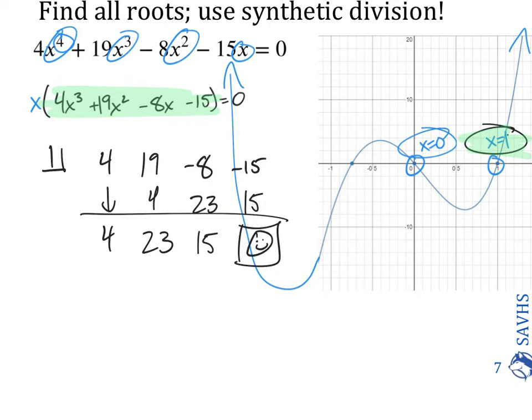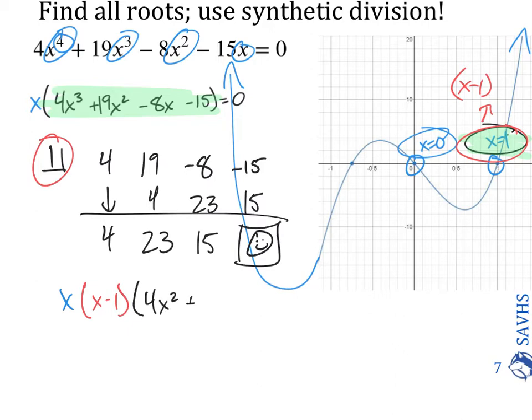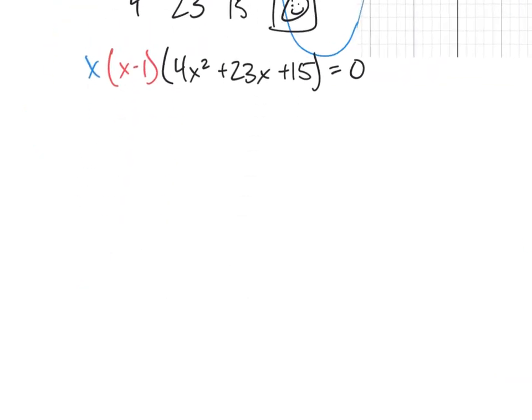Okay, so then, what do I have? I have my x from the original thing. Then I'm going to use this x equals 0, or sorry, this x equals 1 to rewrite it as a factor, so x minus 1 is the factor. So x minus 1, remember that's what we divided by right here, that's why I have that 1 there. And then what do I have left? I have 4x squared plus 23x plus 15 equals 0. Now, we got to use the zero product property and strategies for quadratics.